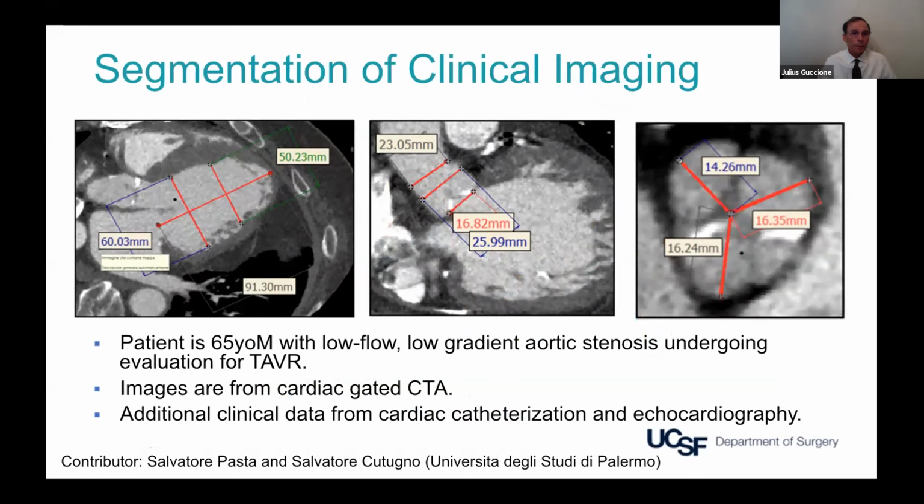Now, what we're doing, work in progress, is to start focusing on a left heart model and making it patient-specific using CT data from a cardiologist at UCSF, Vyakam Mahadevan. Salvatore Pasta, Salvatore Coutuno in Palermo were really helpful in helping us digitize the CT data.